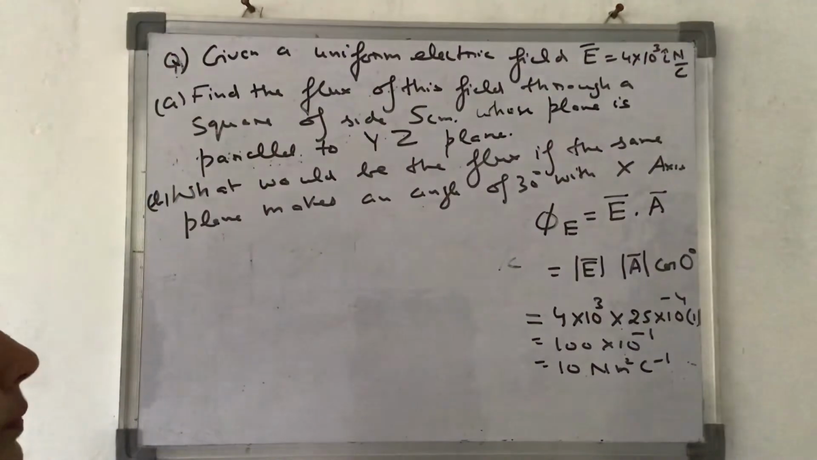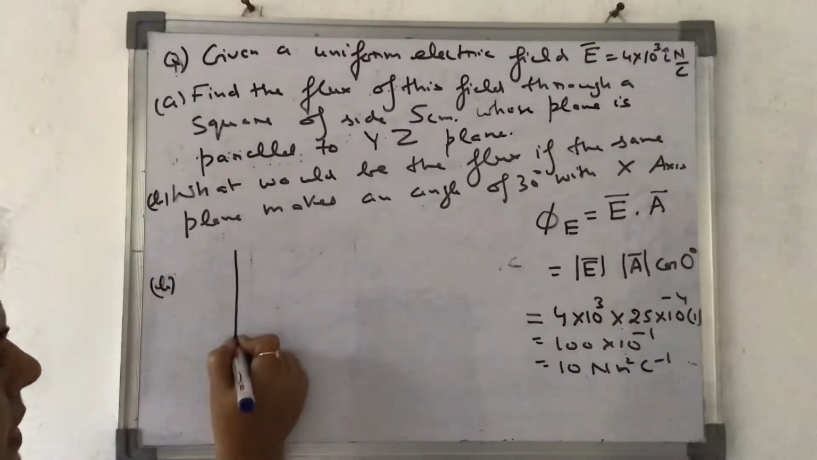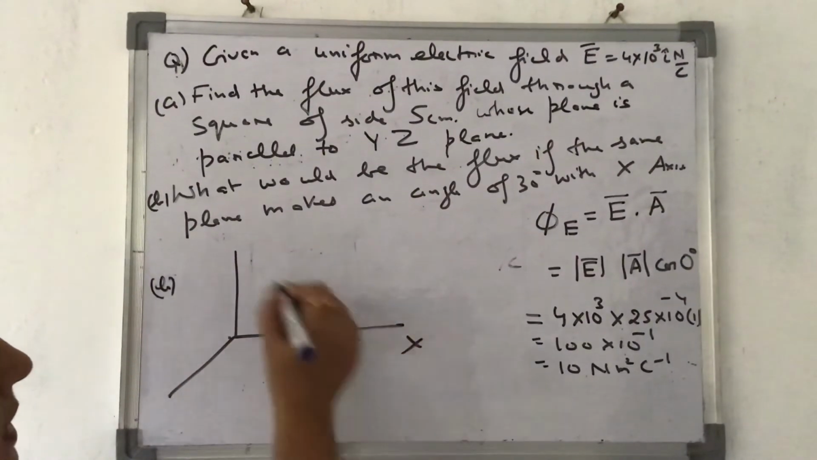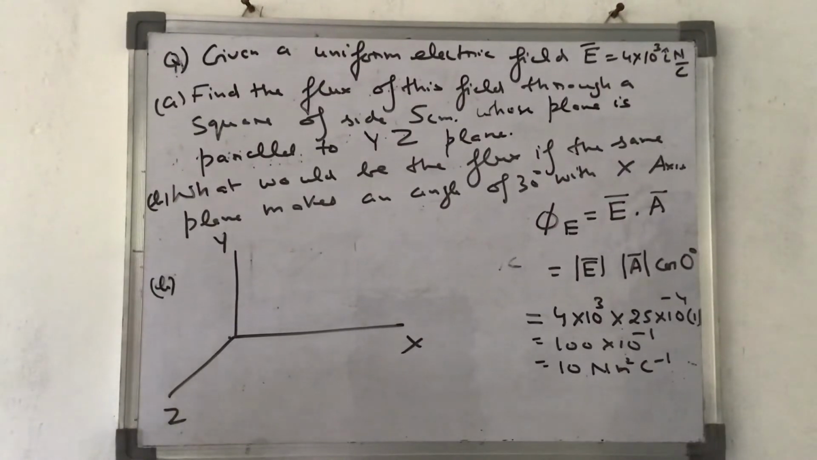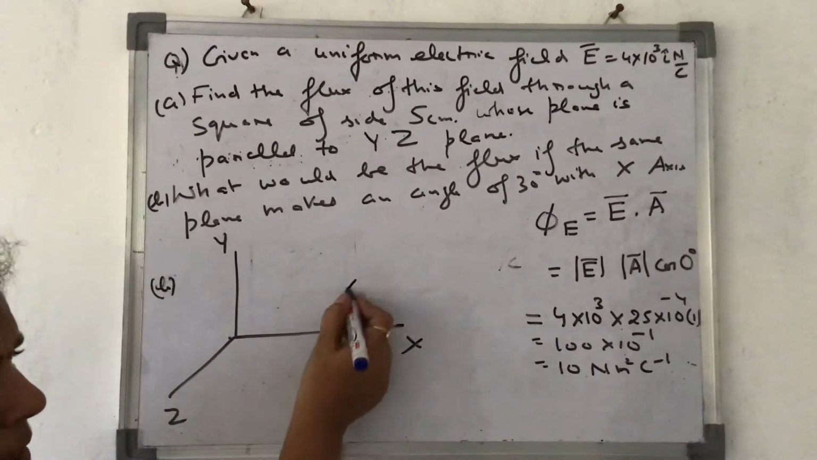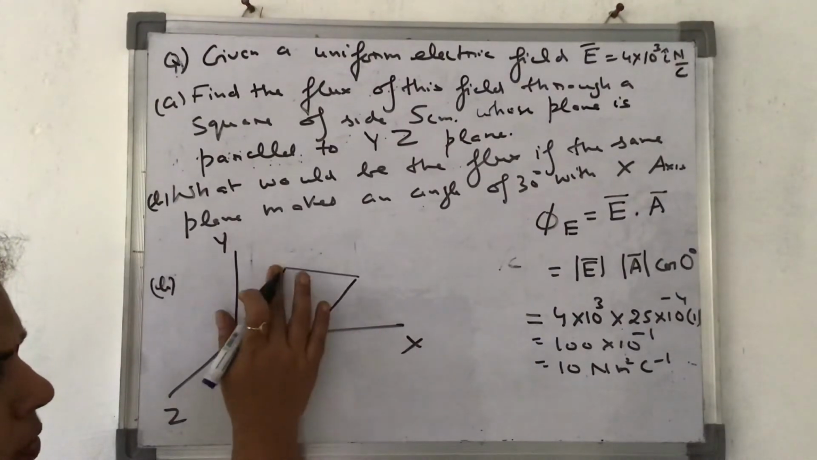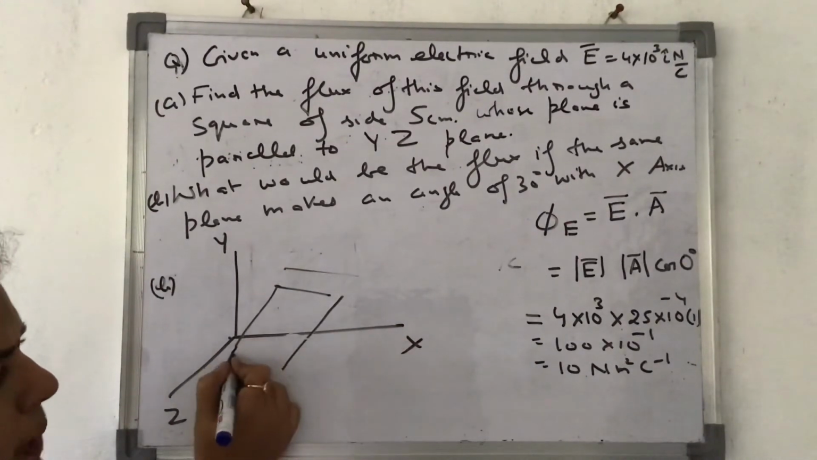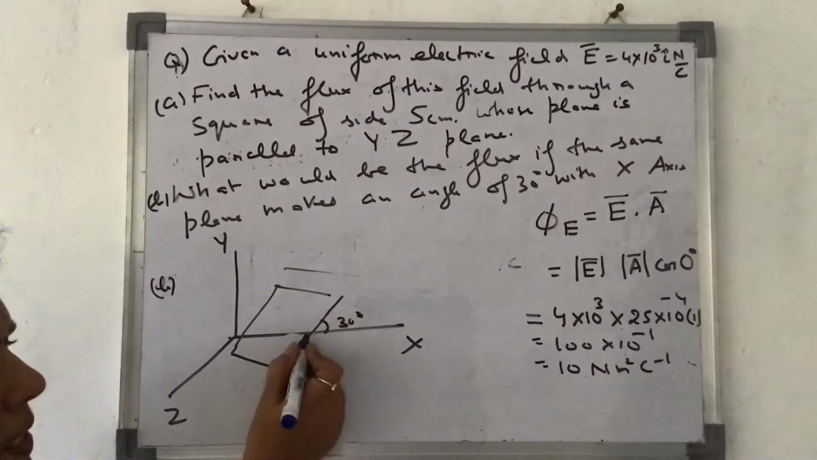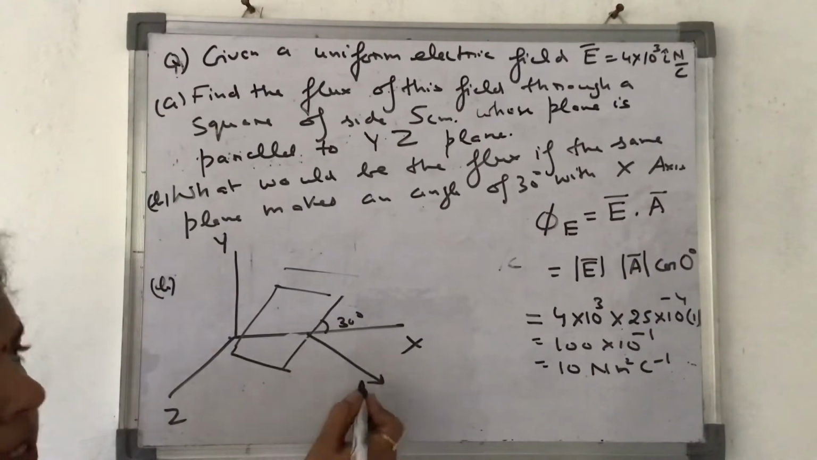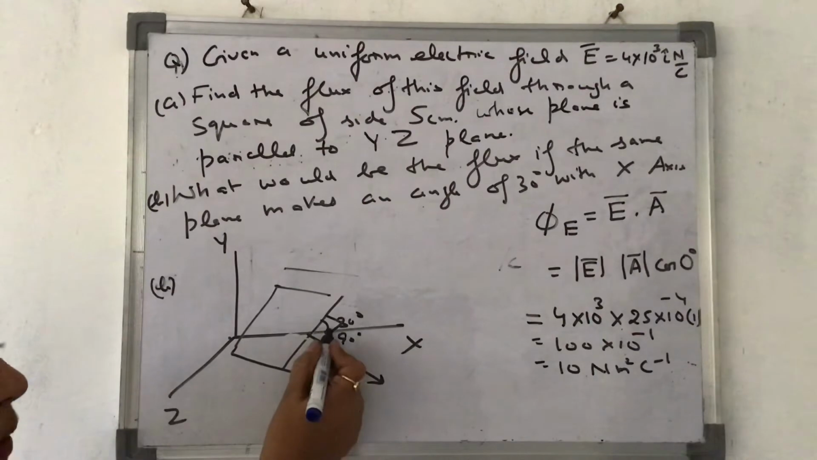Second part I am doing now, in the B part. Again this is our Cartesian plane, with x-axis, y-axis and z-axis. Now they are saying this plane is inclined like this. It is making an angle of 30 degree with this. But what is the actual direction of this plane? It is like this, so this whole thing is 90 degree, but this is 30 degree.